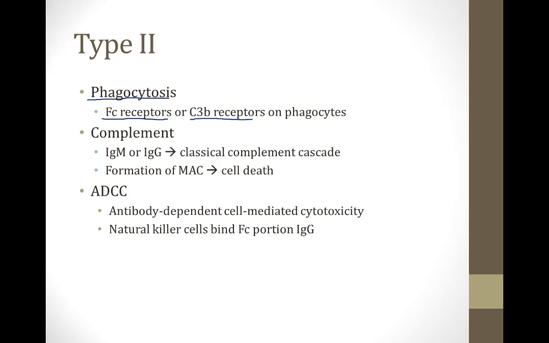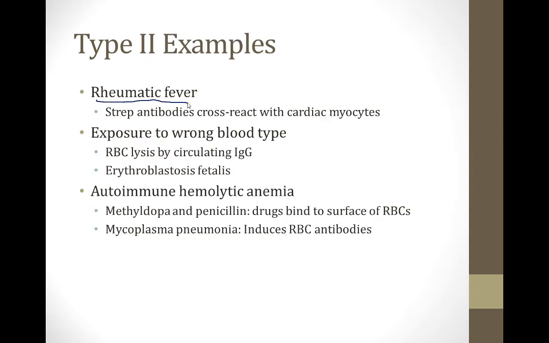Damage can also occur to cells and tissues through complement. IgM or IgG can trigger the classical complement cascade. They can form the MAC, and this can lead to cell death. And then finally, in these disorders, there's often antibody-dependent cell-mediated cytotoxicity. This is where natural killer cells bind to the Fc portion of IgG and then release their contents and destroy cells and tissues.